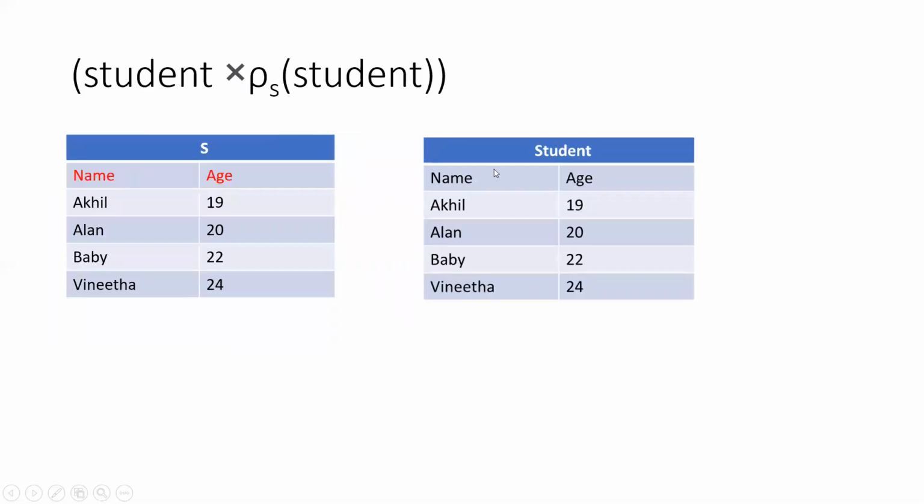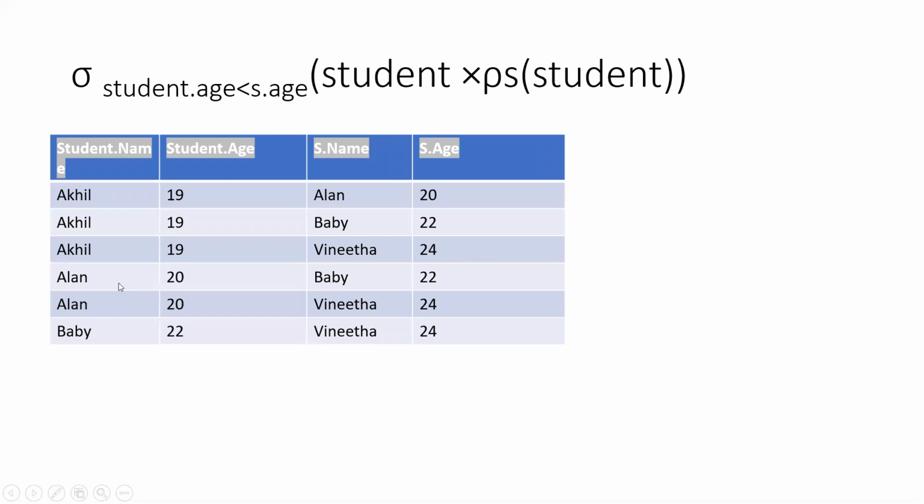Suppose this is student, and this is S. So Akhil 19 is in Cartesian product with this S. So Akhil 19 pairs with Alan 20, Akhil 19 with Baby 22, and Akhil 19 with Vinida 24. Similarly, Alan 20 has Baby 22 and Vinida 24. Baby 22 has only one tuple, Vinida 24, since the condition here is student.age less than S.age.